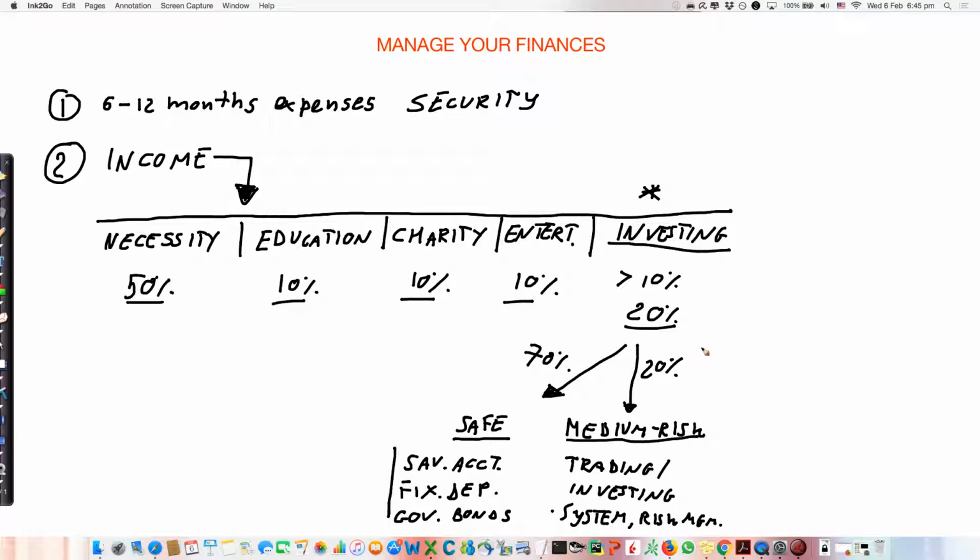And finally, we have 10%, and this is pure speculation. Speculation can be, for example, crypto or other kind of risky investments where you may also lose everything. Okay? Why 10%? Well, the idea is this.